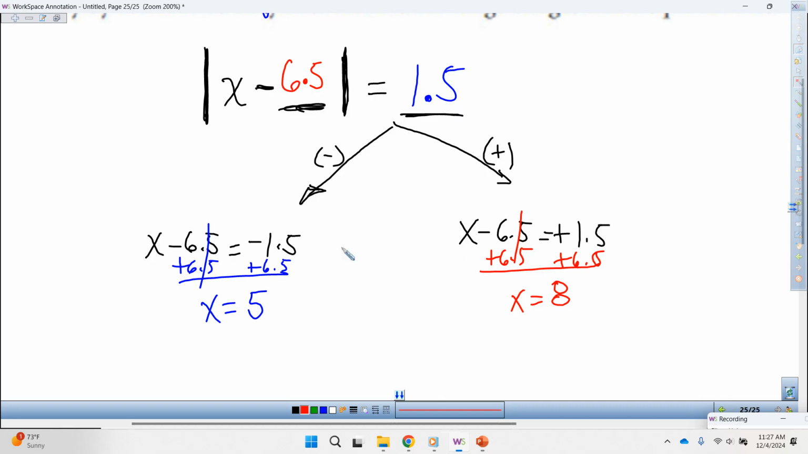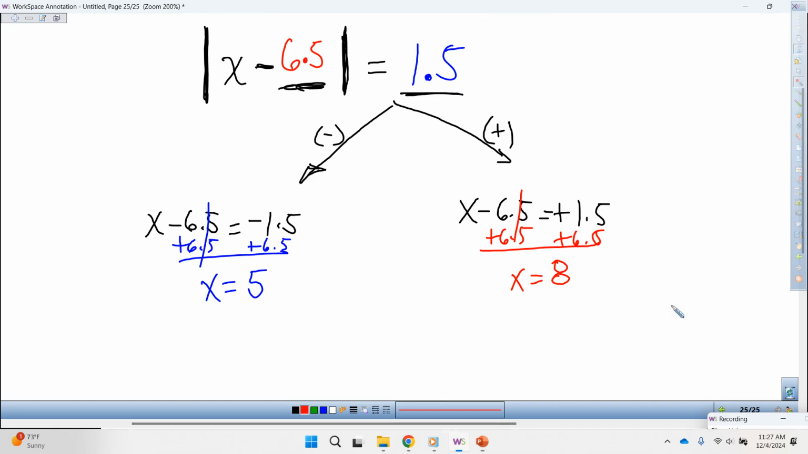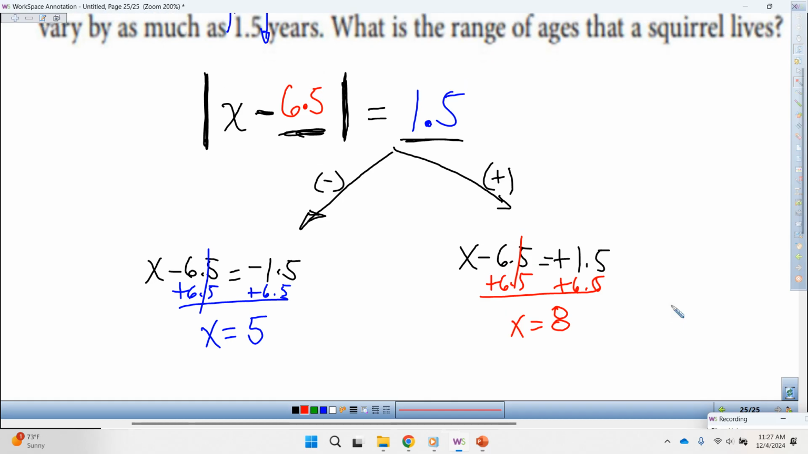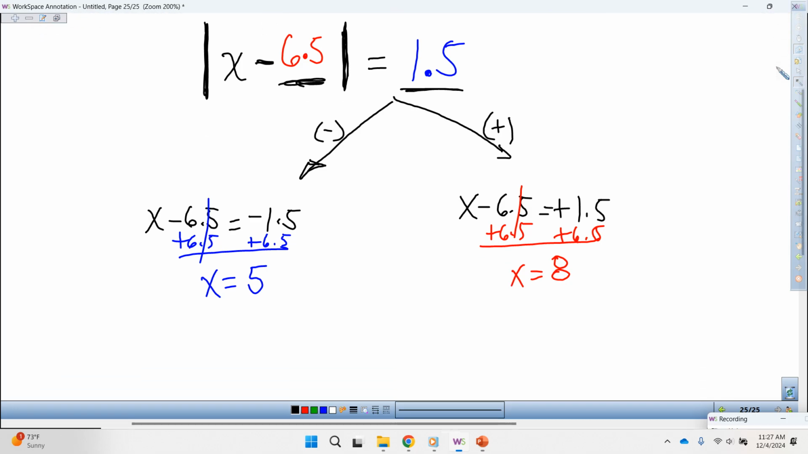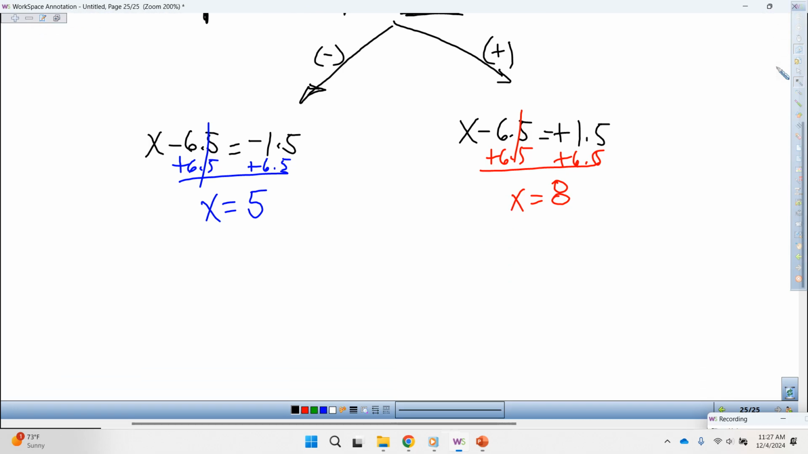All right. So, let's read this and answer the question. It says, what is the range of ages that a squirrel lives? So talk it over with your neighbor, give them a statement for the answer. What is the range of ages that a squirrel lives? Statement. Franco, pass them on.